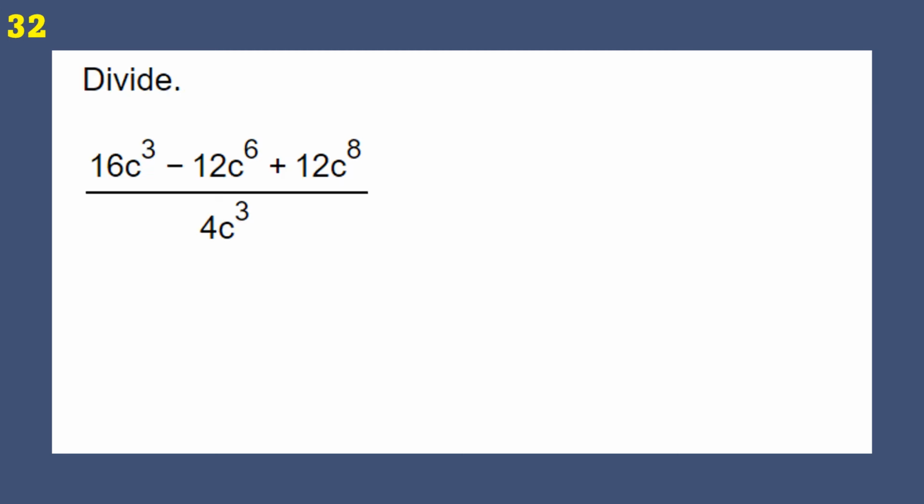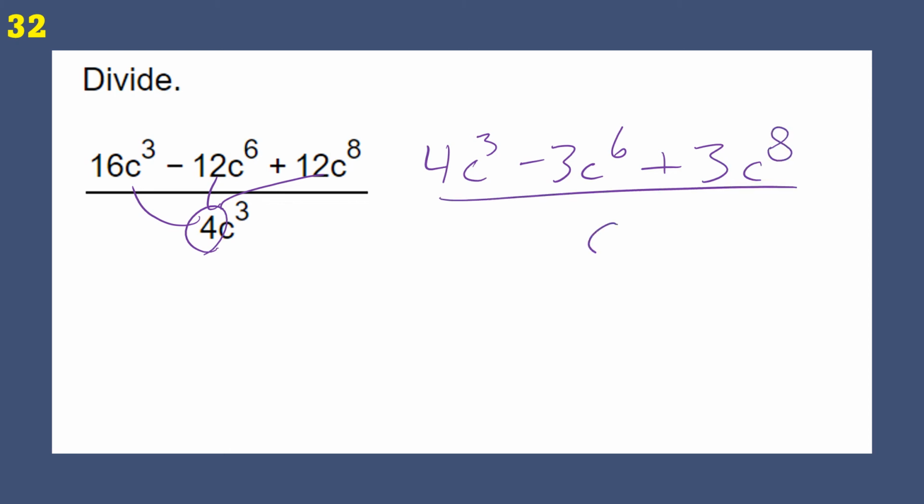Divide. Although notice that this actually has 3 separate things on the top. I can't just cancel out in one section. I need to treat each of them. So the question I really have is, what can I take out of all 3 of them? Can I take a 4 out of all 3 of those? And the answer is yes. I would end up with 4c to the 3rd minus 3c to the 6th plus 3c to the 8th. Okay, that's if I just did the 4.